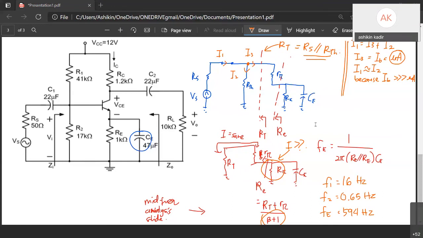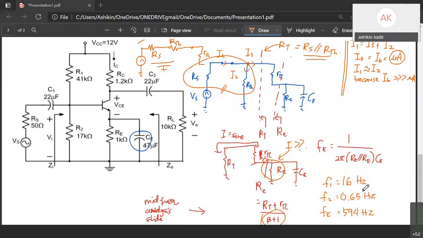Your friend asked me why RS is not series with RTH. This is the same node, so you cannot say RS is series with RTH. If it were series, it would be RS over here and then RTH over here, and here is R pi, which would be series. But our circuit is not like this, the orientation is like this. So this is parallel.